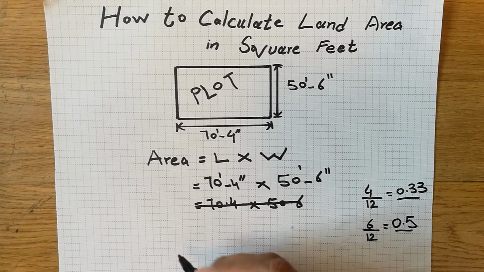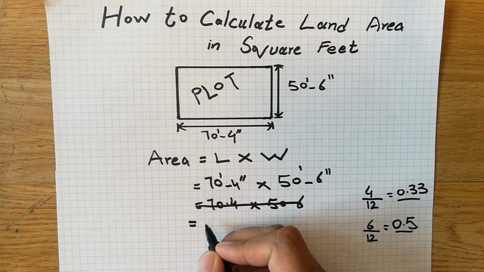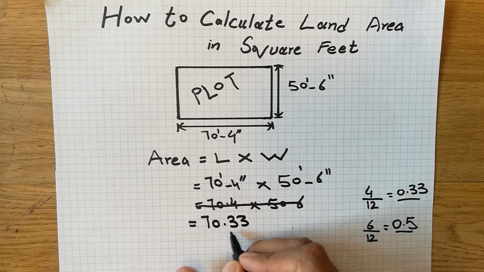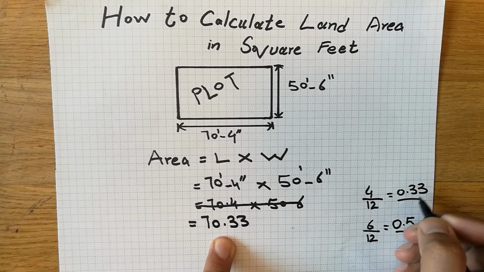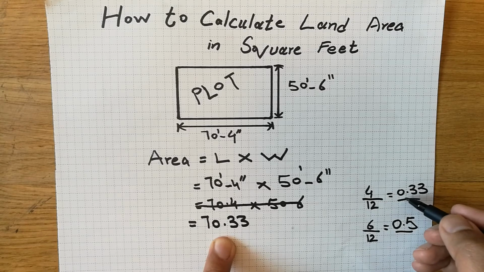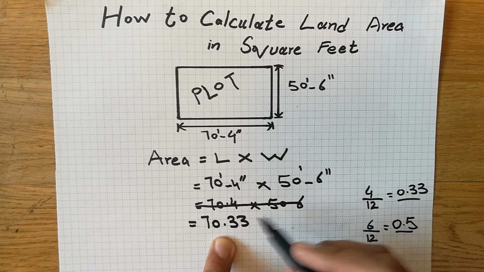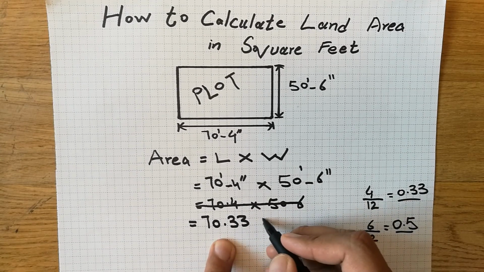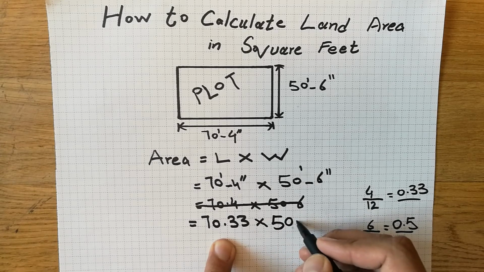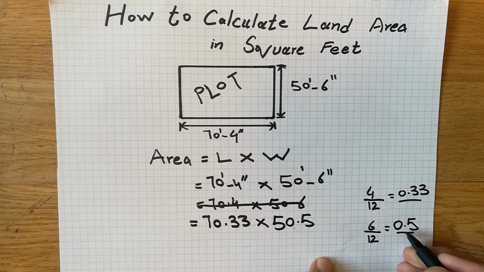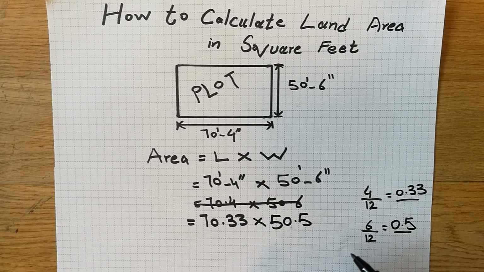Now we will move back to our formula. So now we will put here 70.33. Why do we put 0.33? Because we already converted this inch into feet, and this 0.33 is in feet. So when we add this 0.33 to 70, it will be 70.33. Now we multiply it with 50.5. This 5 comes from here guys, you can see it comes from here. So now we have already converted our inches into feet.